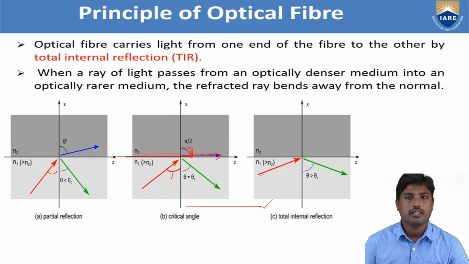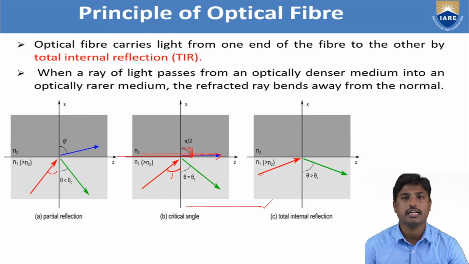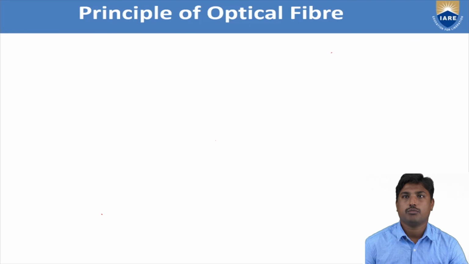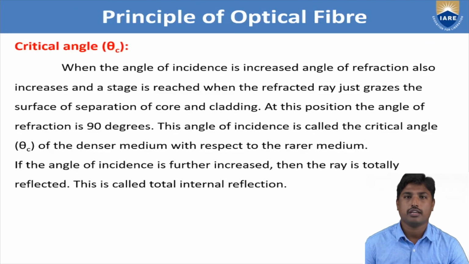These three diagrams represent the principle of the optical fiber. In the first diagram, we get partial reflection, not total internal reflection. In the second, the refracted ray grazes the surface, and that angle of incidence we call the critical angle. In the third case, we get total internal reflection when the light ray is incident at an angle greater than the critical angle. Usually I indicate the angle with i, but here the diagram represents it with theta. No worry. So this is about the principle and construction of the optical fiber cable.